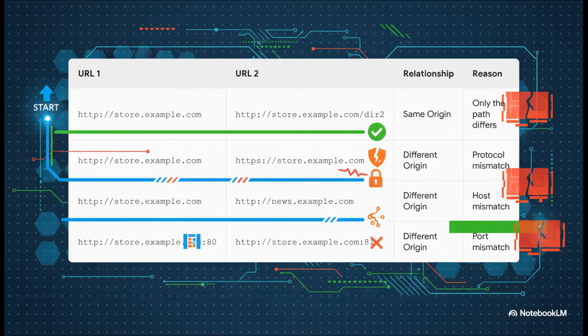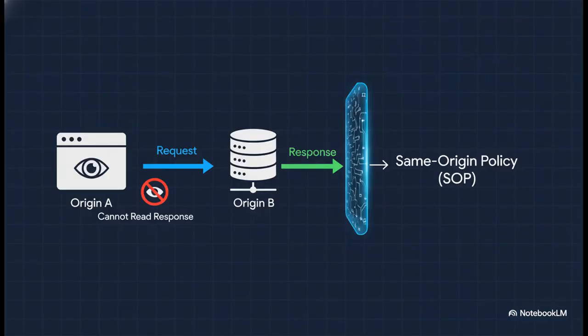And just look at how strict this policy is in practice. Moving between directories on the same site, that's fine, same origin. But just changing the protocol from HTTP to HTTPS? Nope, that's a different origin. Using a different subdomain, like news instead of store, also a different origin. And get this, even changing the port number by one single digit creates a completely different origin. It's that precise.